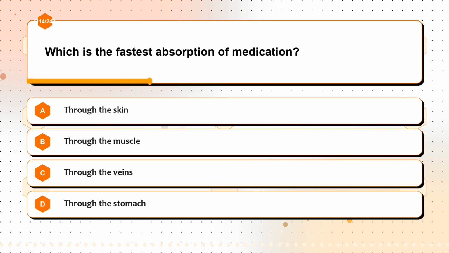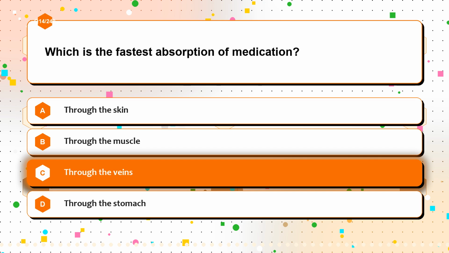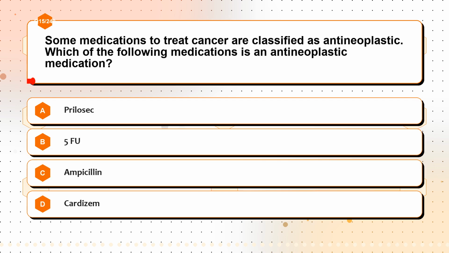Question 14. Which is the fastest absorption of medication? Here are the options. Option A, through the skin. Option B, through the muscle. Option C, through the veins. Option D, through the stomach. The correct answer is option C, through the veins.